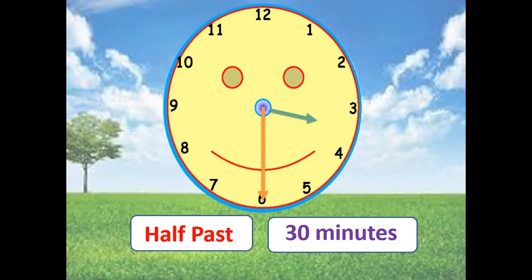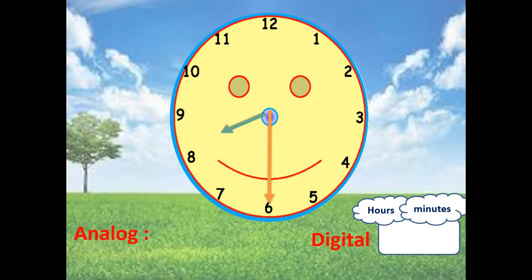Let's solve some examples. Here, the short hand is between the 8 and the 9 and the long hand points at 6. As it points at 6, in the analog we're gonna say it's half past. Half past the 8 or the 9? I will choose the number before, the 8. So, we're gonna say it's half past 8. And in digital, in the hours, 8. And in minutes, 30 minutes.